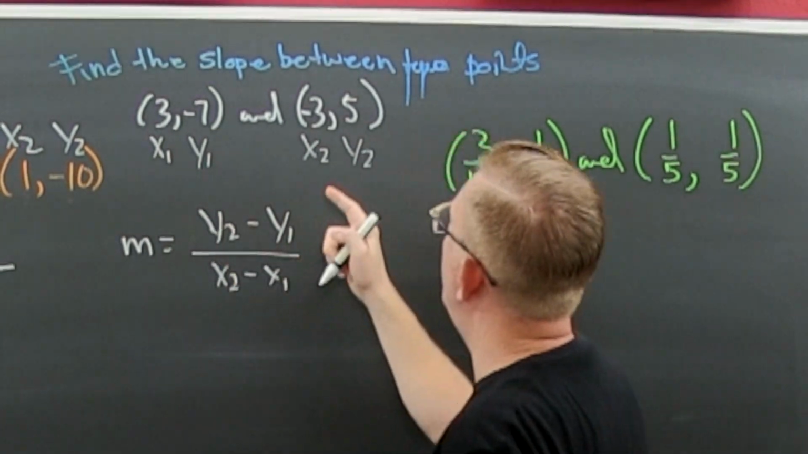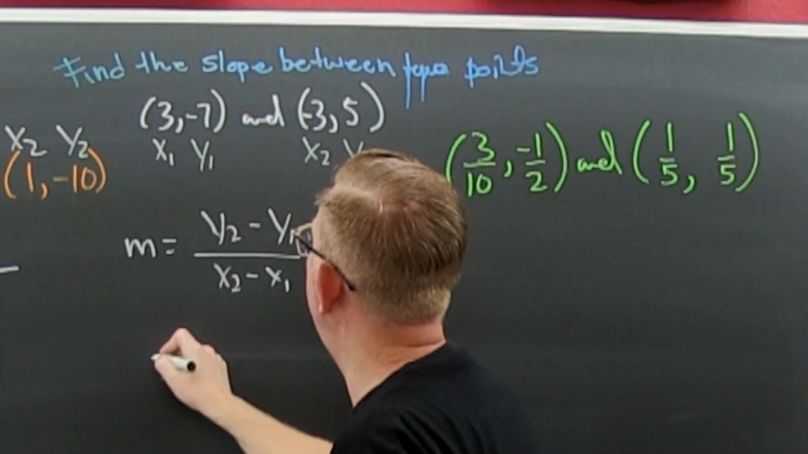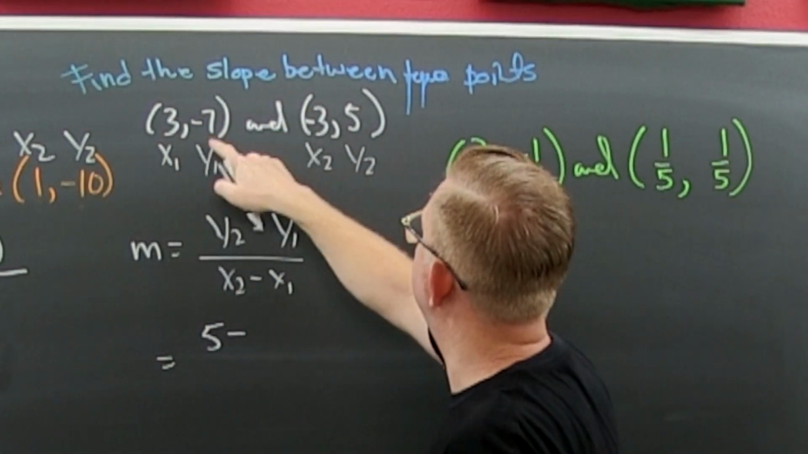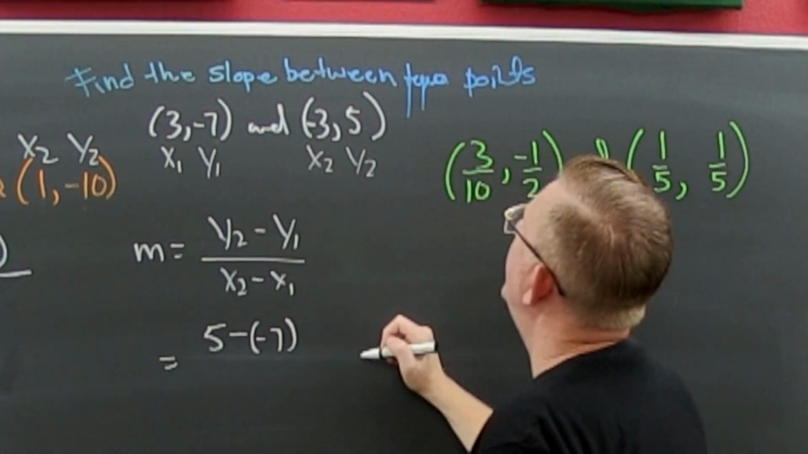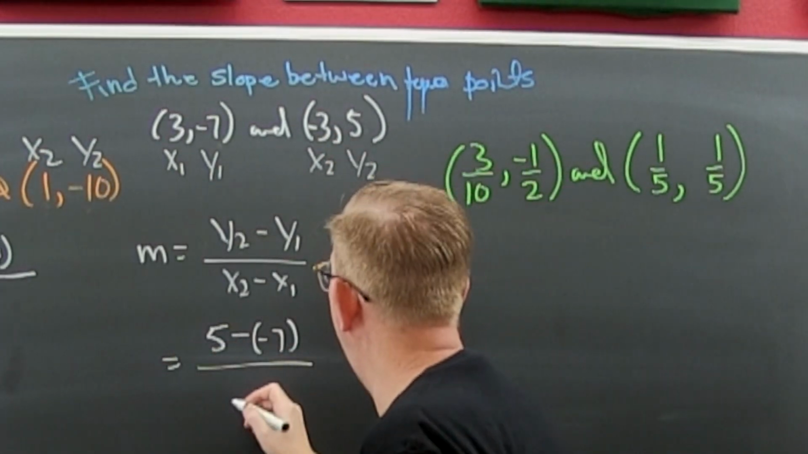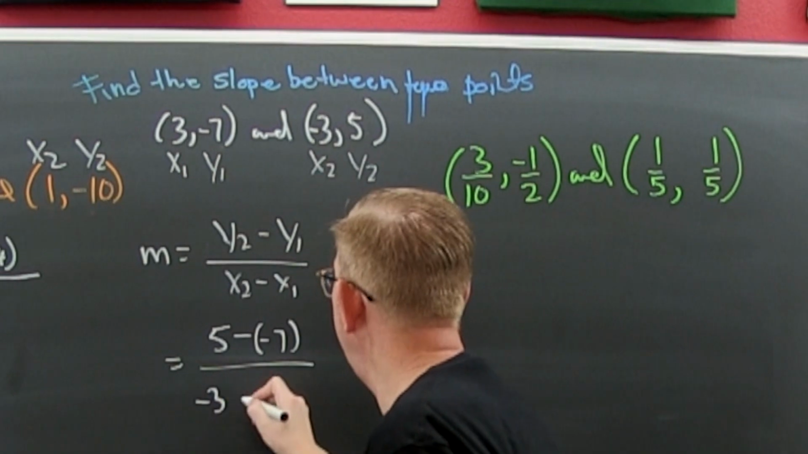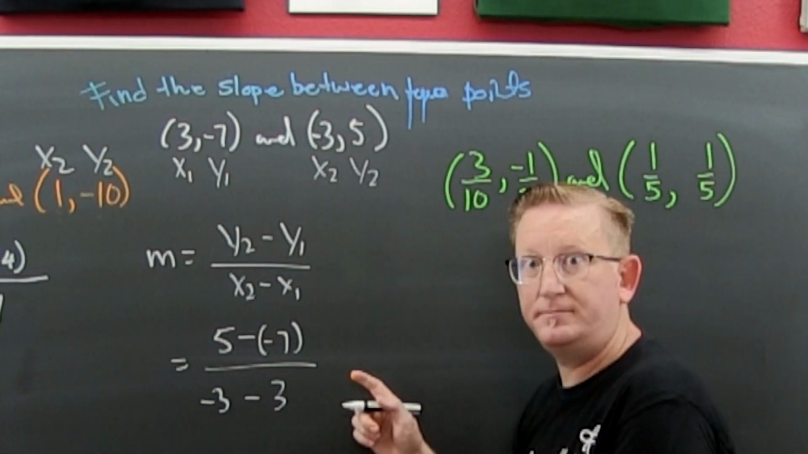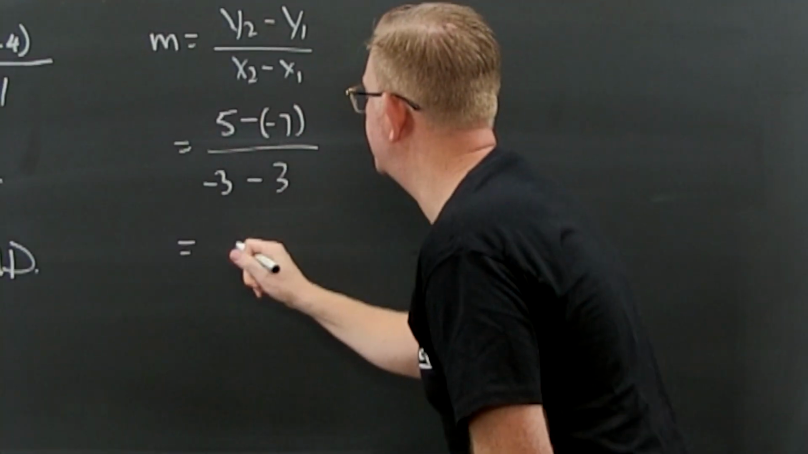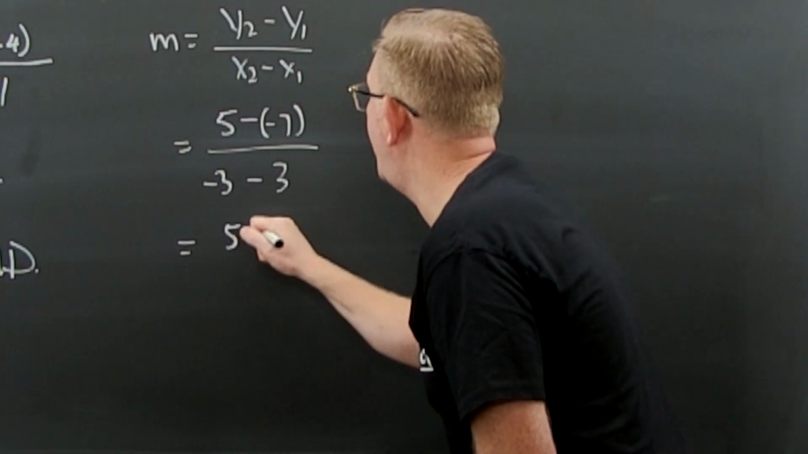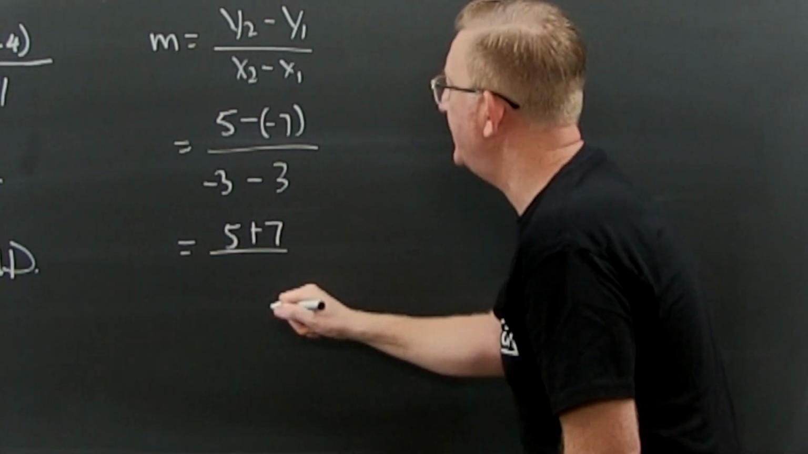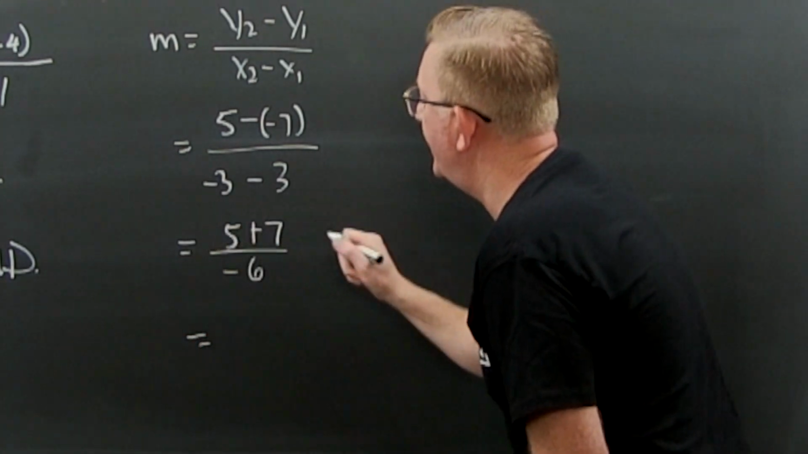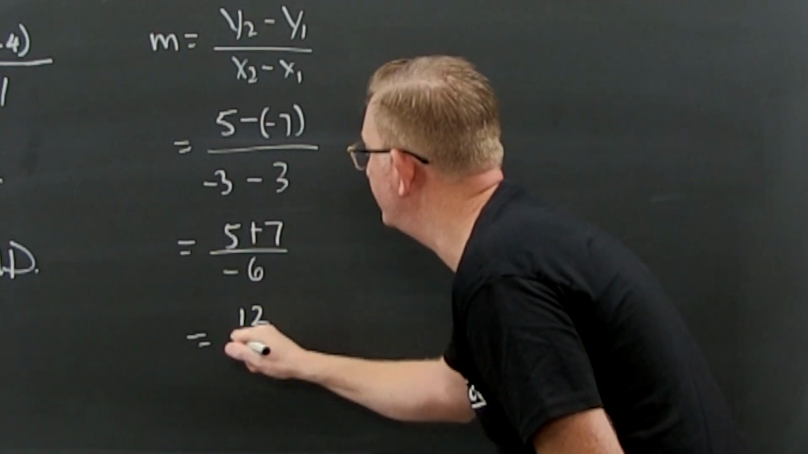So I'm going to plug it in. That's 5 minus minus 7, and then that's divided by minus 3 minus 3. Clean that up. Here, minus and minus make plus. So this is going to be 5 plus 7 divided by 3 minus 3, which is minus 6. And 5 plus 7 is 12.